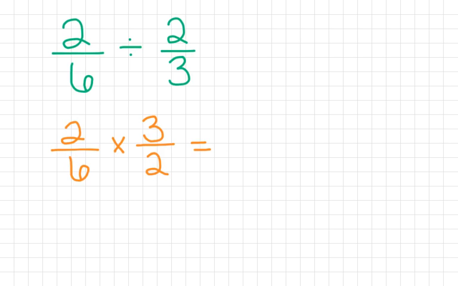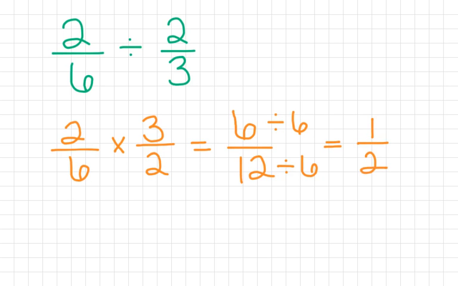So now when I multiply straight across, I get 2 times 3, which is 6, over 6 times 2 is 12. I see that's not an improper fraction, so my next step is just to reduce. So I can divide both of those by 6. 6 divided by 6 is 1, and 12 divided by 6 is 2. So final answer would be 1/2.